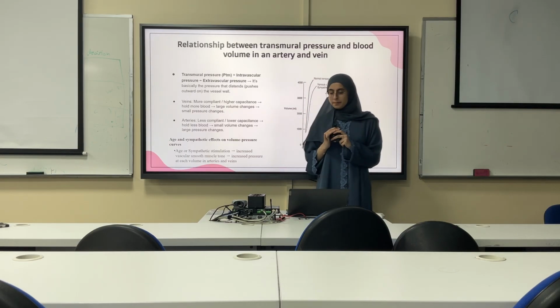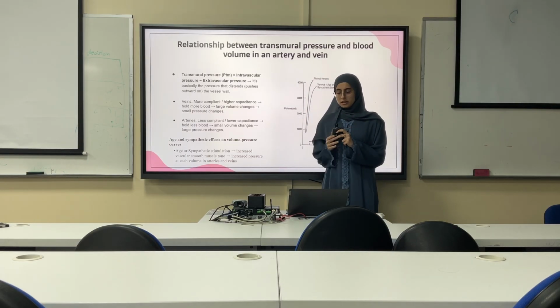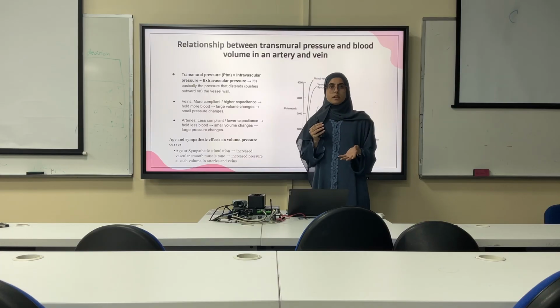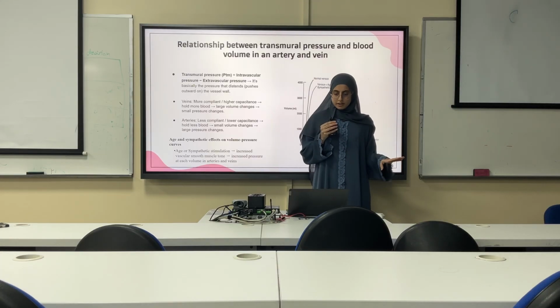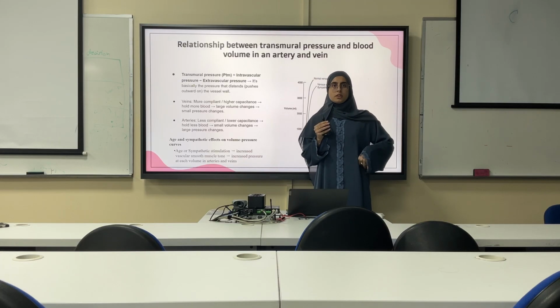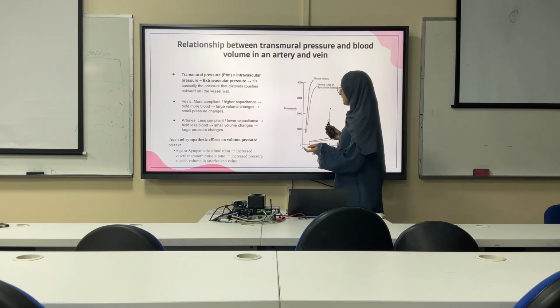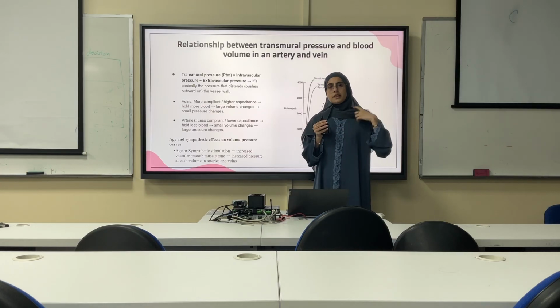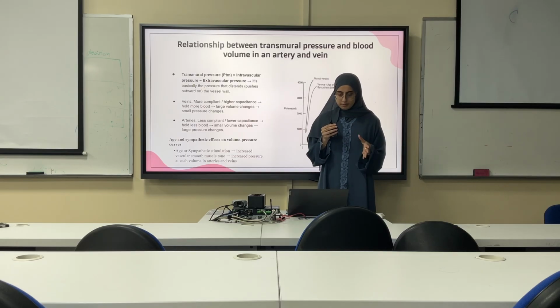Now, let's apply what we just spoke about, compliance and capacitance, to the relationship with transmural pressure. So first, what's the transmural pressure? It's the intravascular pressure minus the extravascular pressure. It's basically, you know, when you have a tube and there's something moving through it, the pressure that the fluid, in this case blood, exerts on the walls is the transmural pressure.